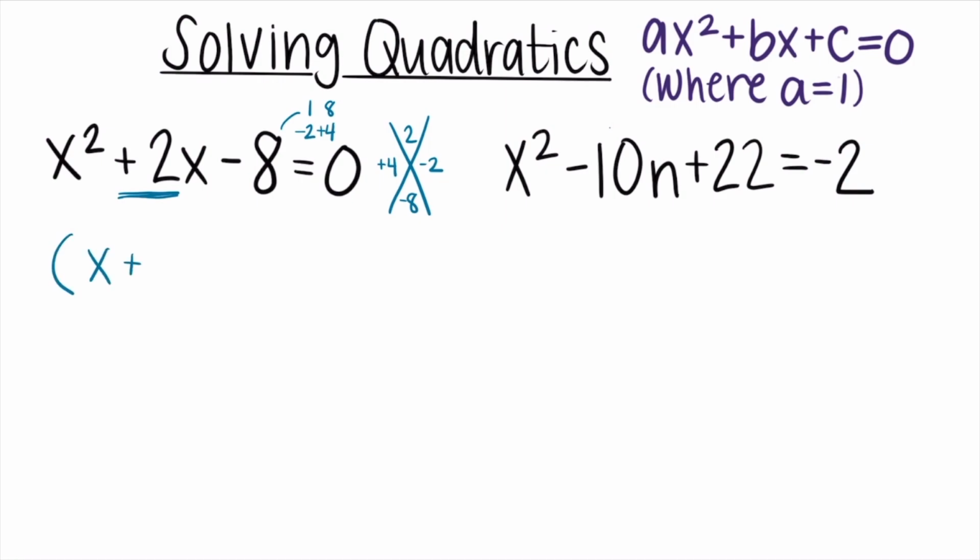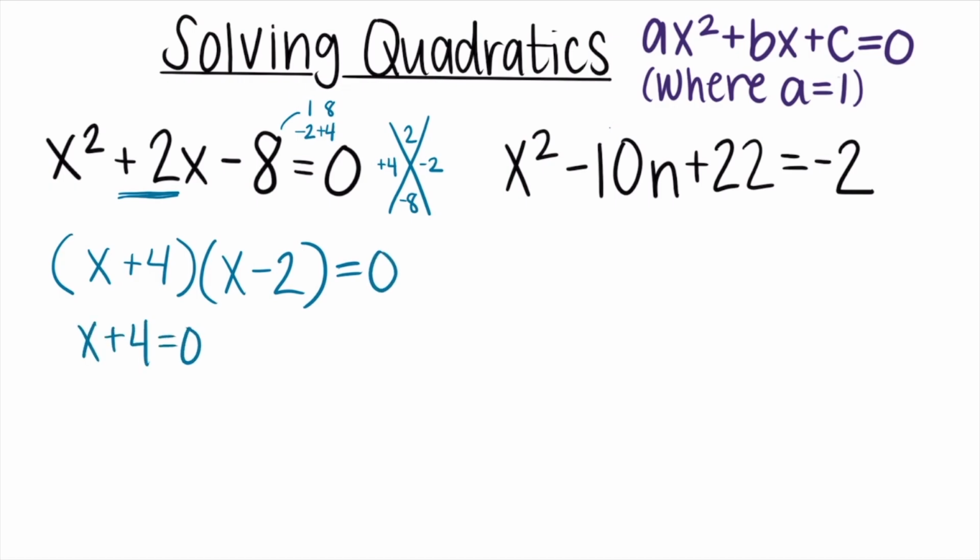We're just going to rewrite it as x plus 4, since it was a positive 4, times x minus 2, since it was a negative 2. Now you can test this out and actually see that if we were to multiply this out, we would get that exact same thing we had originally. From here, we can use our zero product property, which tells us we can set both of those equal to 0 and then solve for x. So we're going to subtract 4 from both sides to get that x is -4, and we're going to add 2 to both sides to get that x is 2.